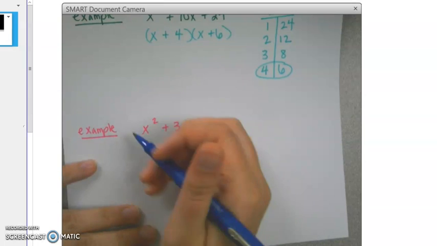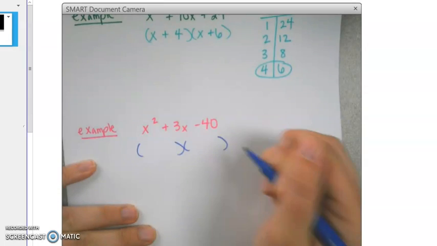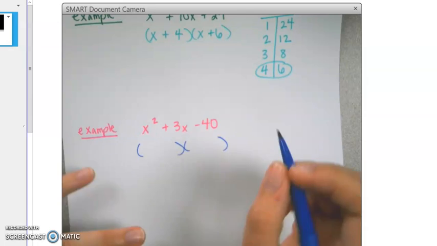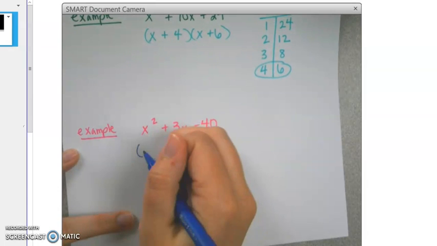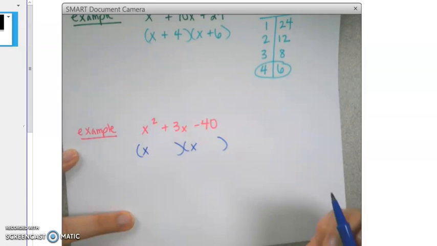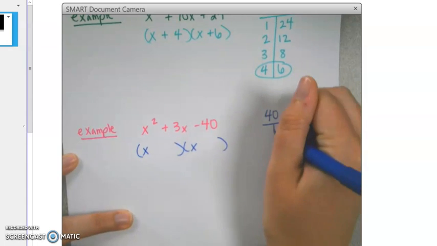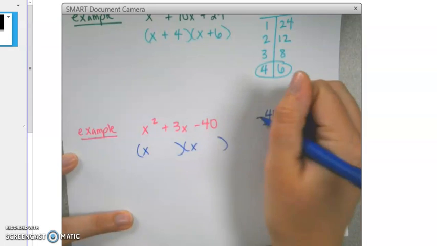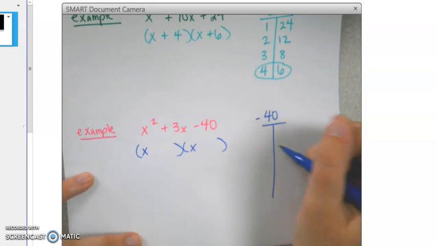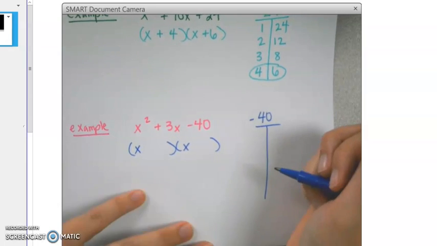So again, go ahead and set up my double parentheses because those are the factors. I have to have x and x because of the x squared. And I'm finding factors of 40. Now technically I'm finding factors of negative 40, so if you want to put that up there to remember, one of them has to be negative. So we'll go through factors of 40.